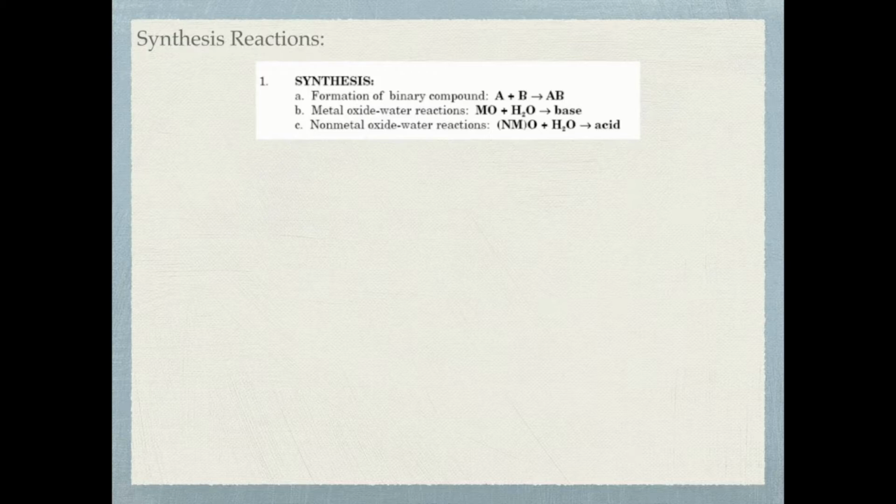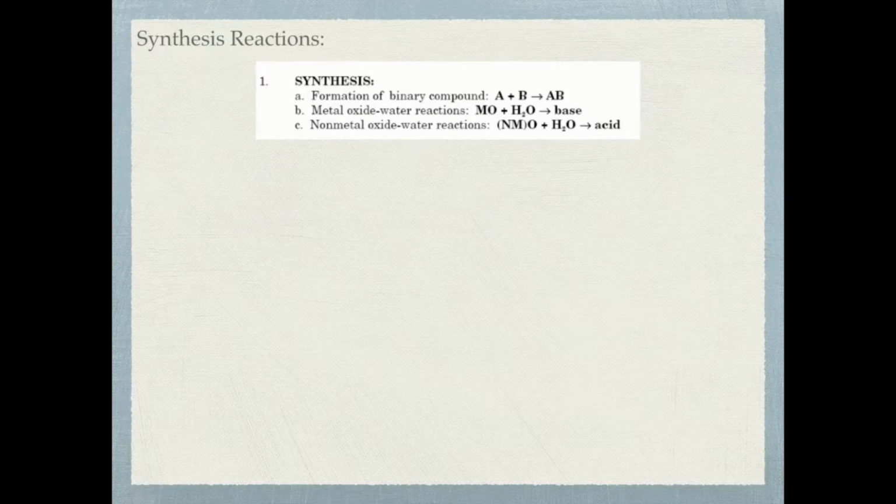Okay, so we've got three different types of synthesis reactions you can have. You've got a 1A, and what's happening there is you have two different elements, element A and element B, and they combine together to form a compound, AB. Okay, for 1B, you have a metal oxide, so that's a metal with oxygen. So for example, you could have sodium oxide, you could have magnesium oxide, calcium oxide, aluminum oxide. It reacts with water and it forms a base. And so we'll look at what makes a base in just 1 second.